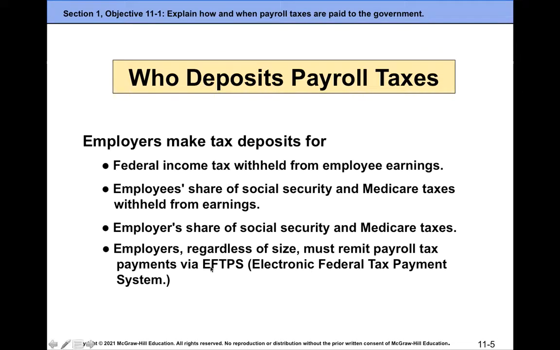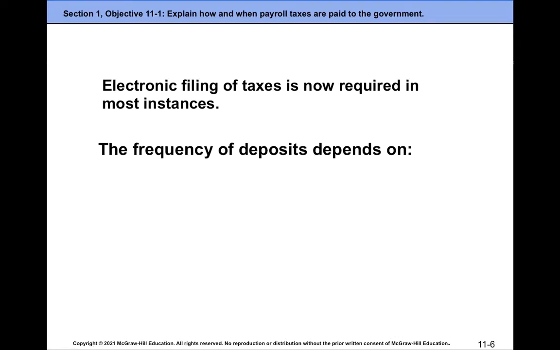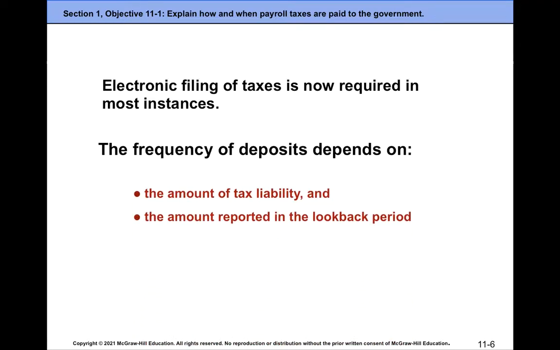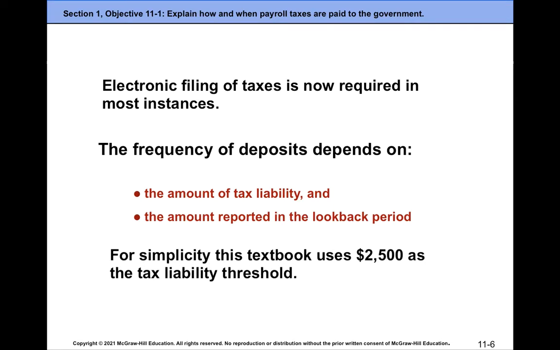And we have to remit payroll tax via the so-called EFTPS, the Electronic Federal Tax Payment System. It's required in most instances, and how often the company makes a deposit depends on how much tax liability we have and how much in taxes we actually paid in the previous year and a half. It's called the look-back period. So when I determine the frequency of deposit, how often I make a payment to the IRS for 2021, I will look at the so-called look-back period. How much payroll taxes did I owe from July 1st, 2019, up until June 30th, 2020? That's the look-back period. If we owe less than $2,500, then we don't have to make a payment until we owe $2,500.